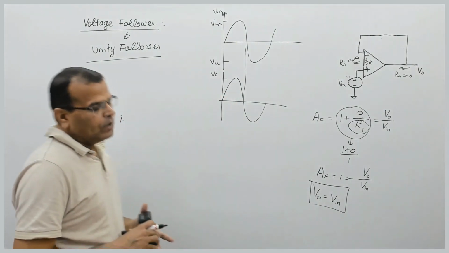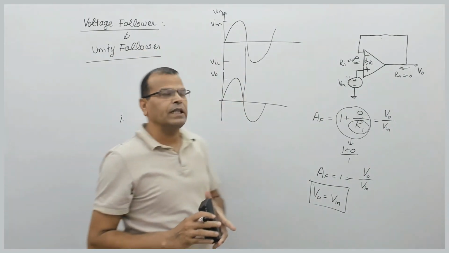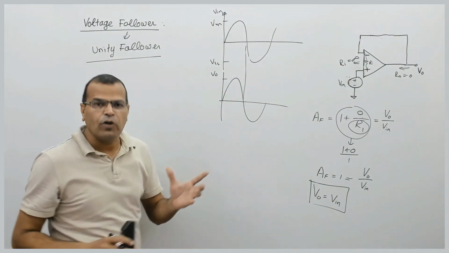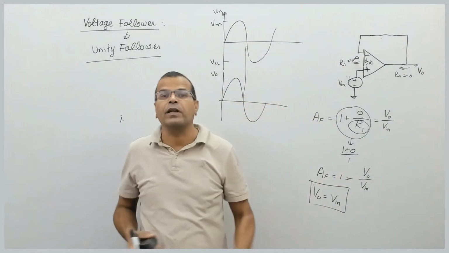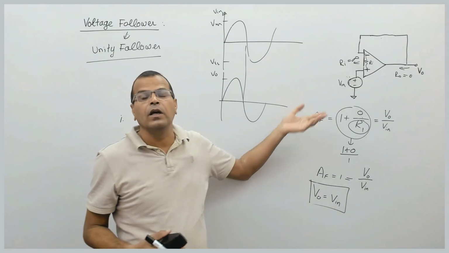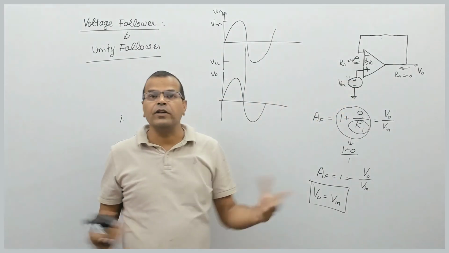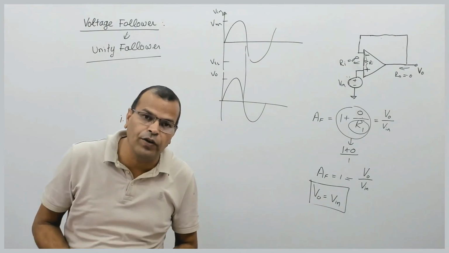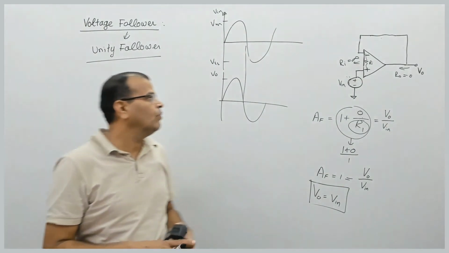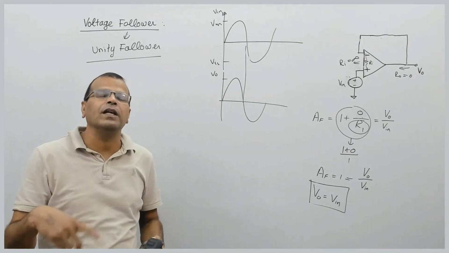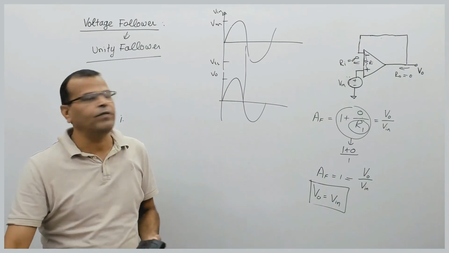I hope this concept of the voltage follower circuit is clear. This is a small topic but an important one because you get a lot of questions. Sometimes you are given a simple circuit and asked what this circuit is. That is a voltage follower. Just by identifying the circuit you can tell this is a voltage follower, and its gain is unity. This is all about the voltage follower, which is basically a special case of the non-inverting amplifier.